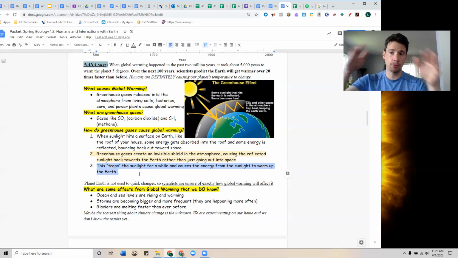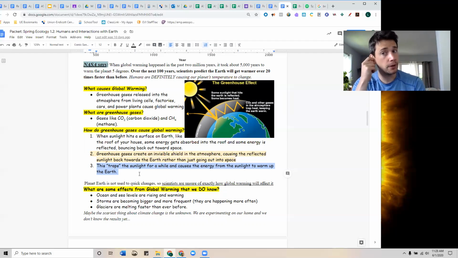If you've seen a greenhouse before, it's all made of glass. So lots of sunlight can get in, but not all of the sunlight bounces back out. The sunlight keeps sort of getting trapped inside of the glass. And so that keeps a greenhouse warm even in the winter.